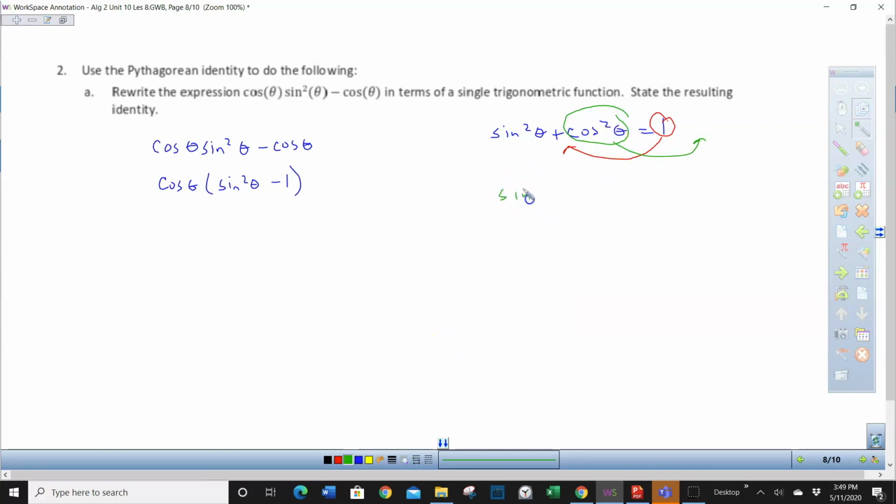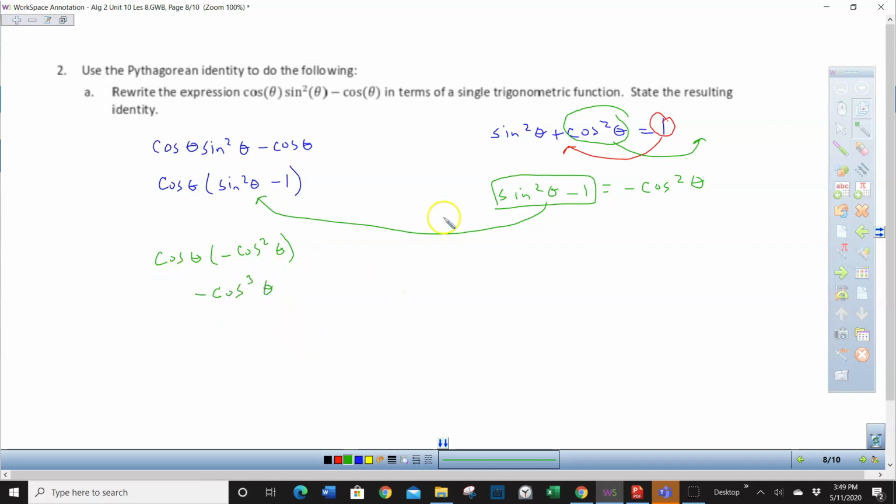So we have sine squared theta minus 1 equals, if I move this over here, it's going to be minus cosine squared theta. Now, this looks exactly like that. So I can substitute negative cosine squared theta. So I have cosine theta, and I have negative cosine squared theta. So just multiply those together, and I've got negative cosine cubed theta. And I use my Pythagorean identity to get that.